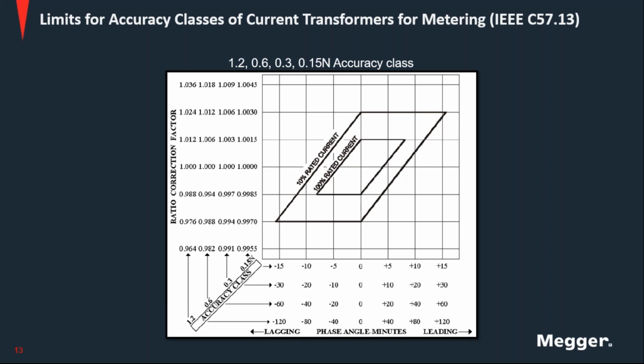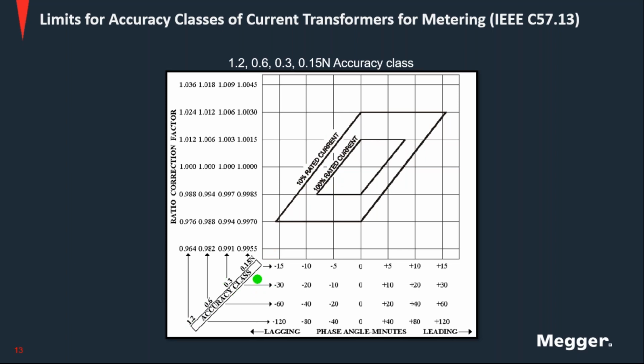Those limits defined by the accuracy classes define this parallelogram, which is part of what an assessment of the performance of a CT or a voltage transformer for metering purposes needs to include. So it's not only about getting the ratio, it's about getting the assessment of that ratio in relation to this coordinate plane according to the accuracy class. And in this graph, we can see that it covers the 100% of rated current and 10% of rated current. And it summarizes most of those accuracy classes.